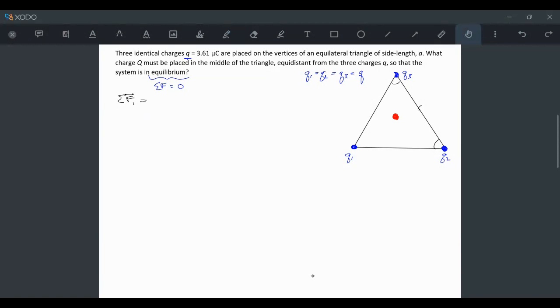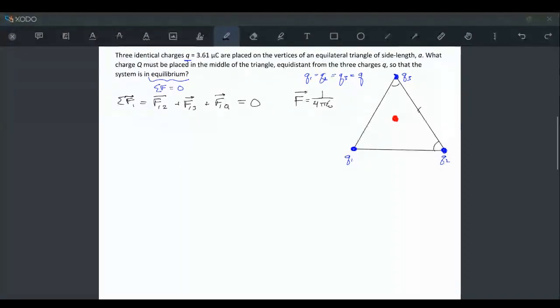So the sum of the forces on one, we'll say that's equal to the force on one due to two, the force on one due to three, and the force on one due to Q. These all have to add up and sum to zero. So all the x components have to add to zero, all the y components have to add to zero. These are just point charges, so from Coulomb's law, we know what the force looks like. The force due to Coulomb's law is equal to 1 over 4 pi epsilon naught.